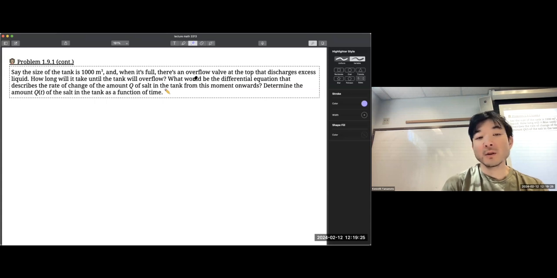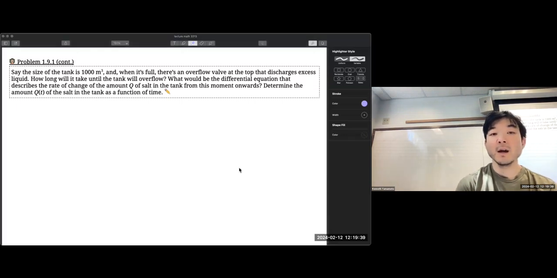So this first question is super easy. How long will it take until the tank will overflow? What would be the differential equation that describes the rate of change of the amount of salt in the tank from after it overflows, from this moment onwards, and determine the function as a function of time?